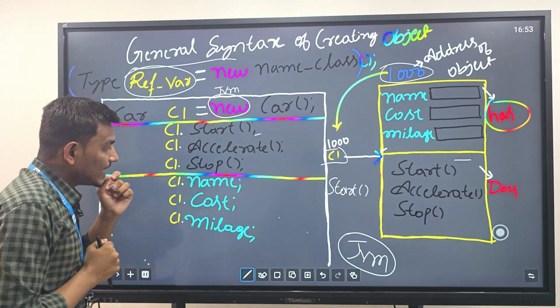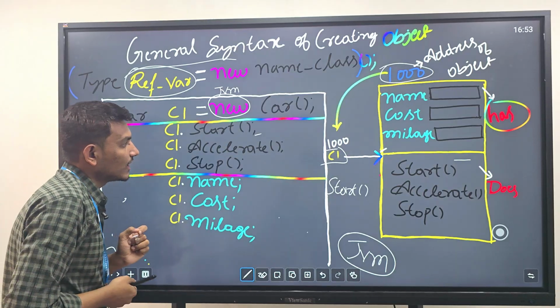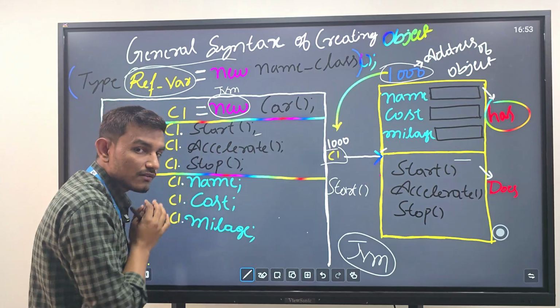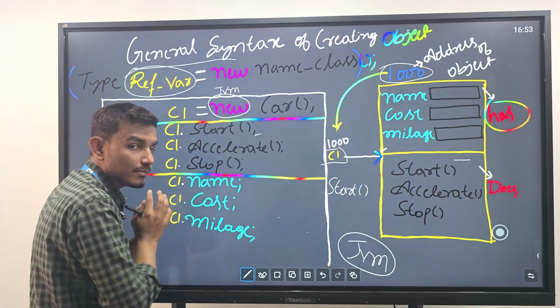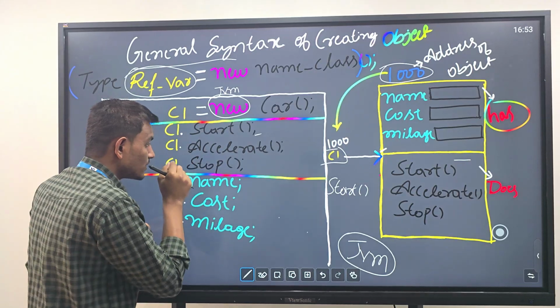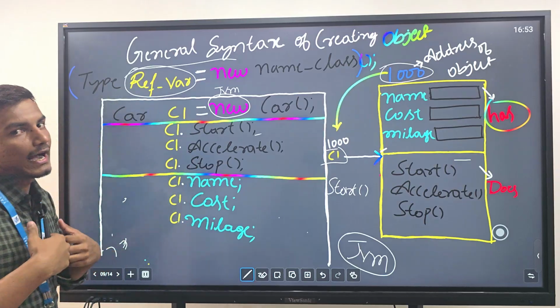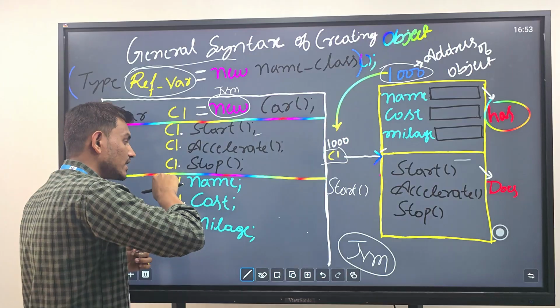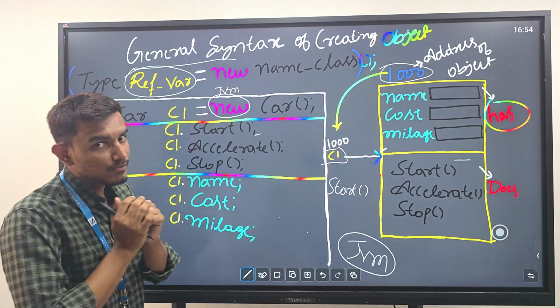Now, guys, please try to understand. Similarly, if I want to call the accelerate method, I need to specify the name of the method with the reference variable and dot operator. Similarly, guys, if you want to call the stop method, I need to specify the name of the method with the reference variable and dot operator. I hope you people are getting the point.